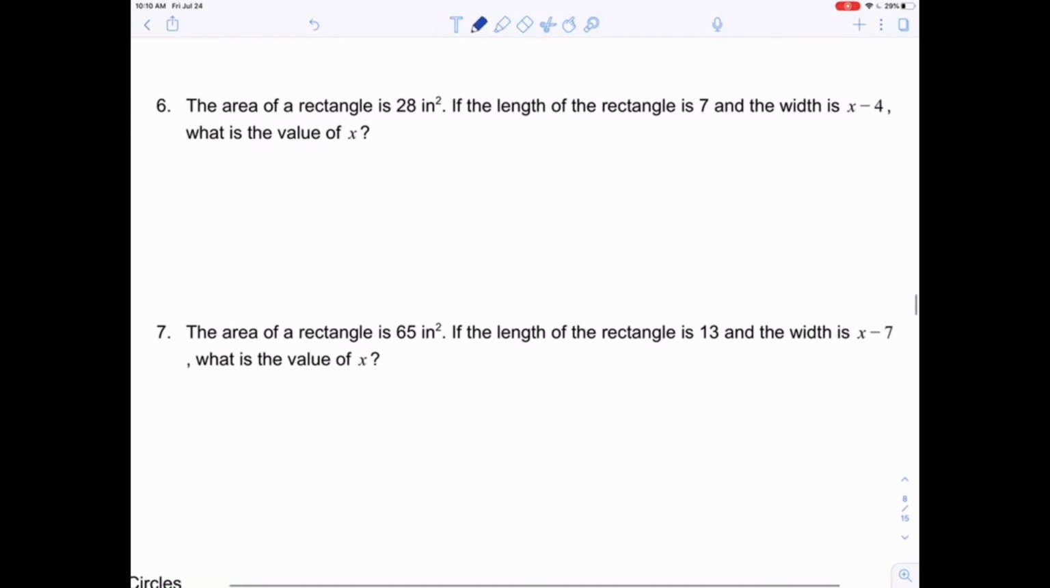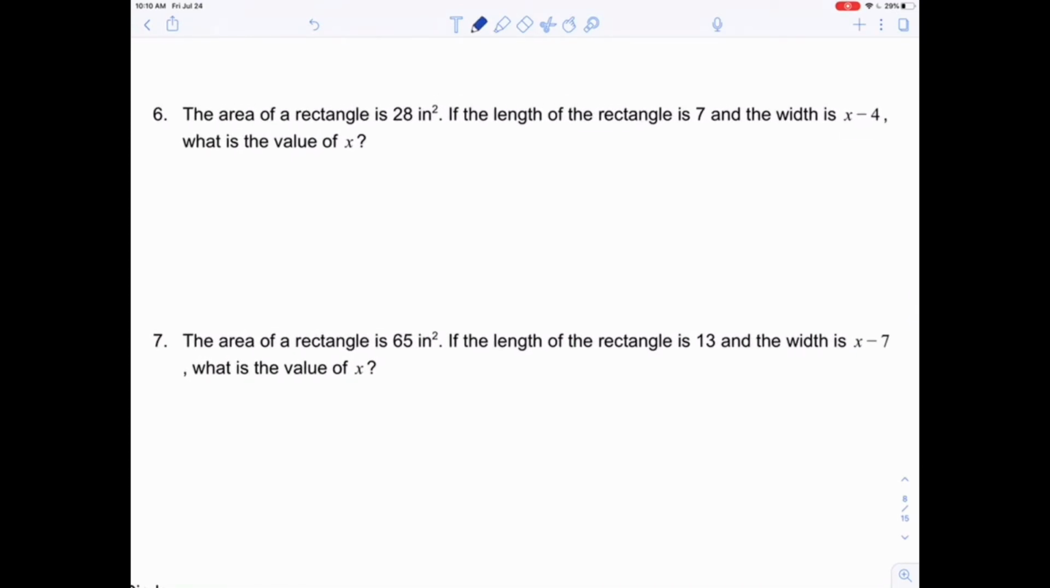Number 6 says, the area of a rectangle is 28 inches squared. If the length of the rectangle is 7 and the width is x minus 4, what is the value of x? So area equals length times width, right? We have the area, 28, equals the length, which is 7, times the width, which is x minus 4.